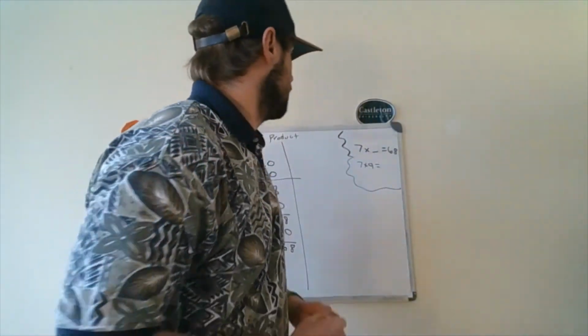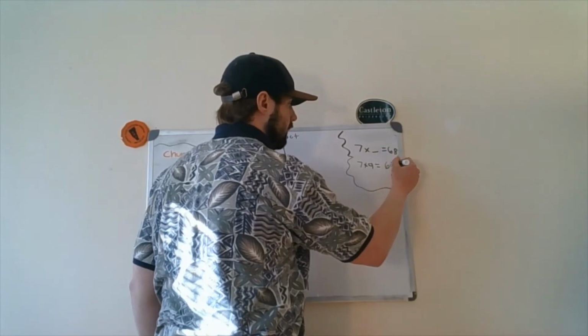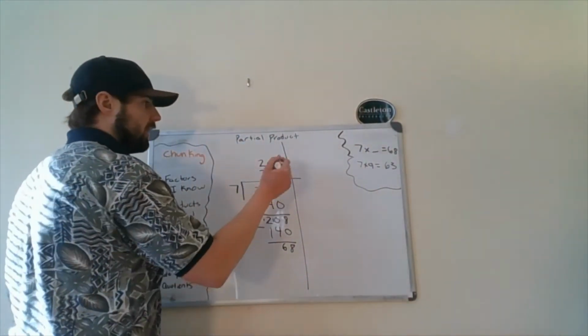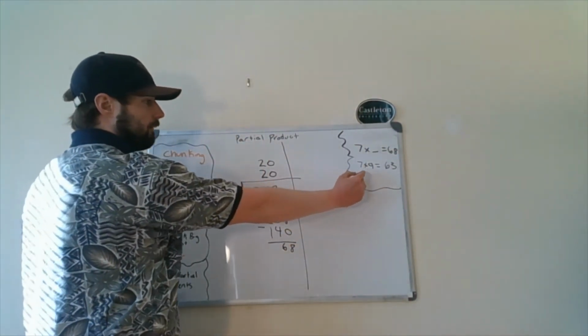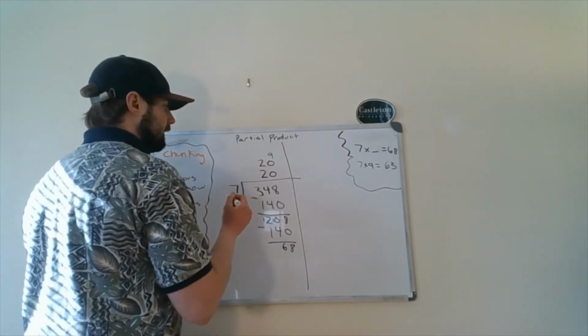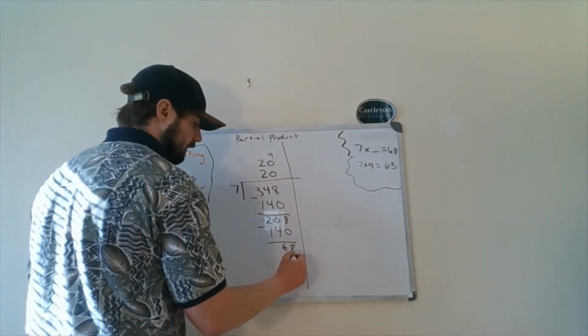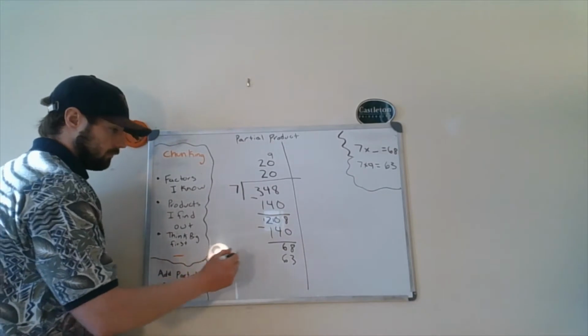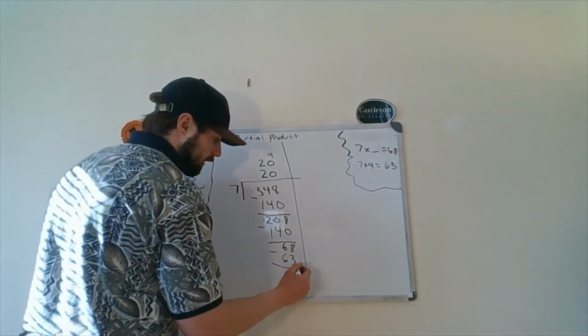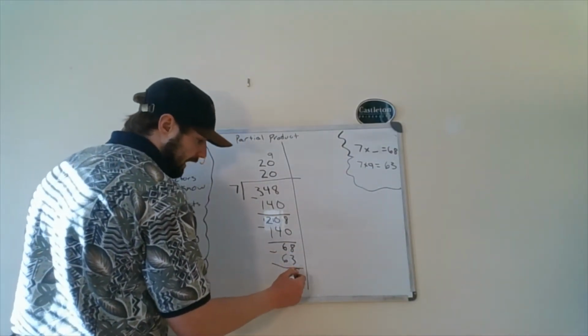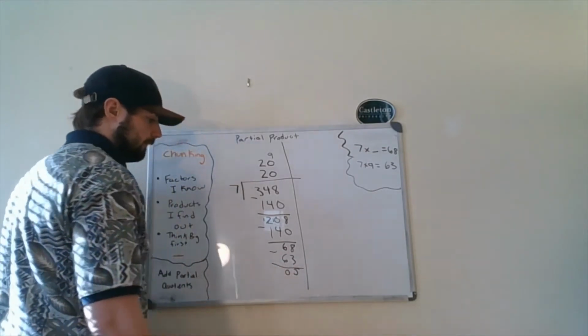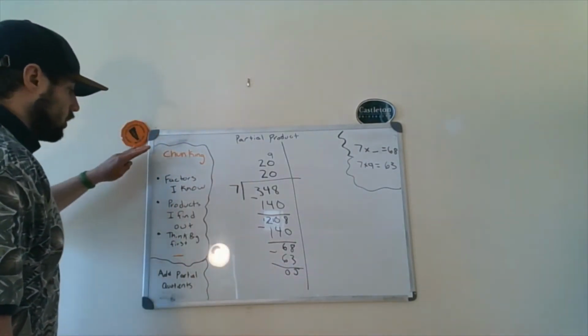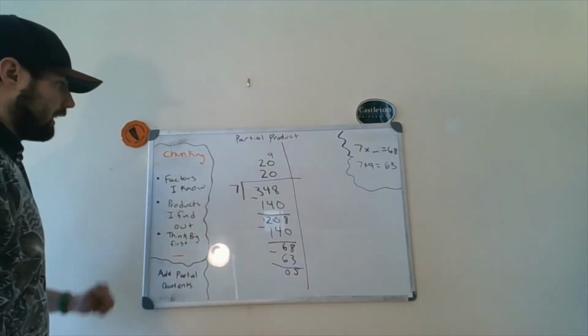63. That works. Let's chunk that out. So I figured out 7 times 9 is 63. What do I do next? I subtract out until I can't. 63 minus 58 is 5. So I chunk and subtract till I can't.